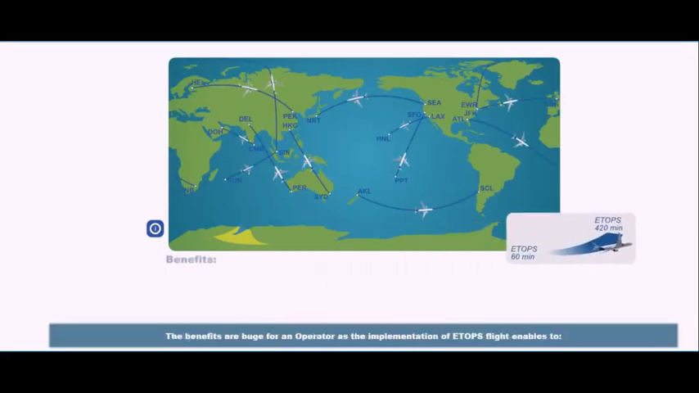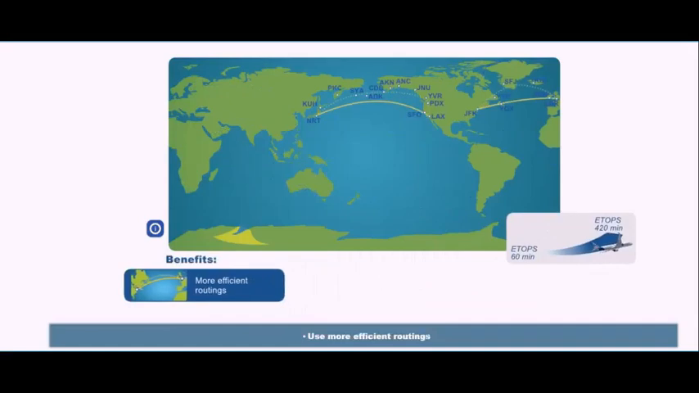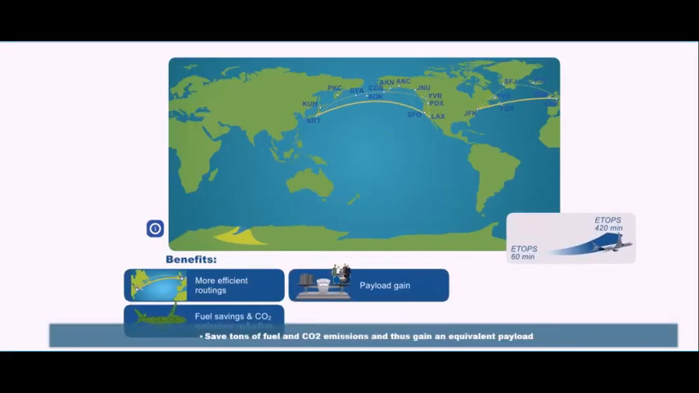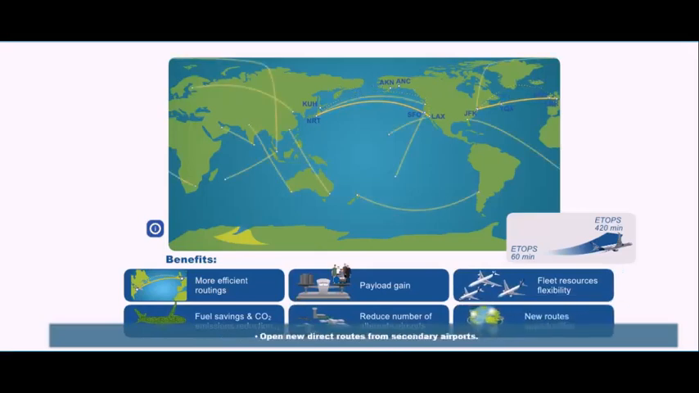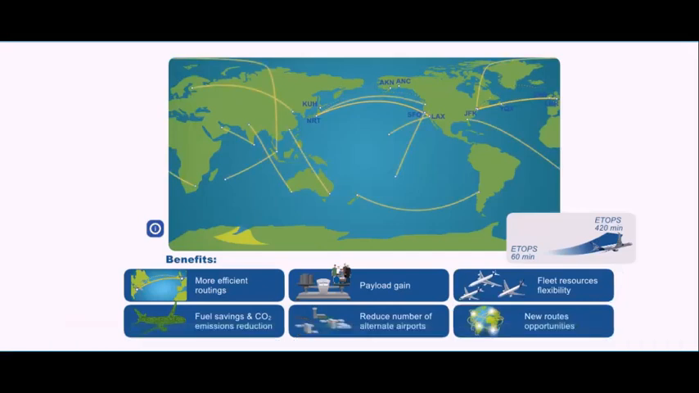The benefits are huge for an operator as the implementation of ETOPS flight enables to use more efficient routings, save tons of fuel and CO2 emissions, and thus gain an equivalent payload, reduce the dependency to the accessibility to numerous alternate airports, enable airlines a greater flexibility in their fleet resources, and open new direct routes from secondary airports.